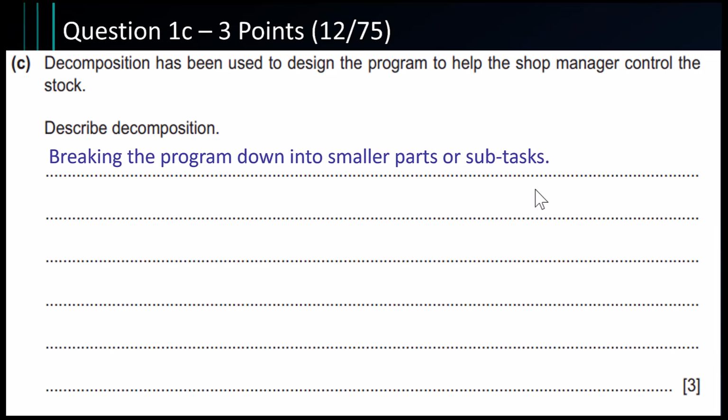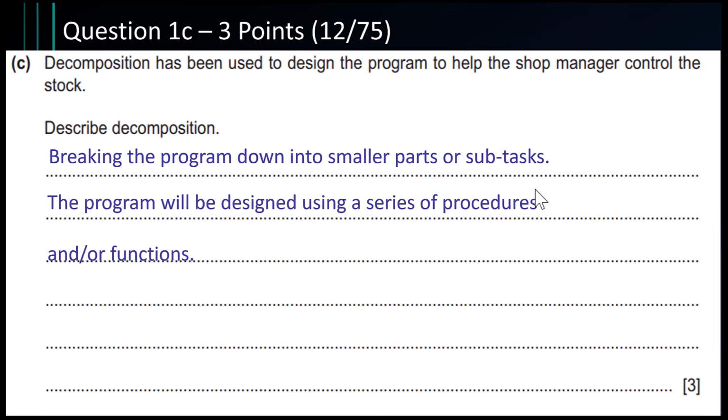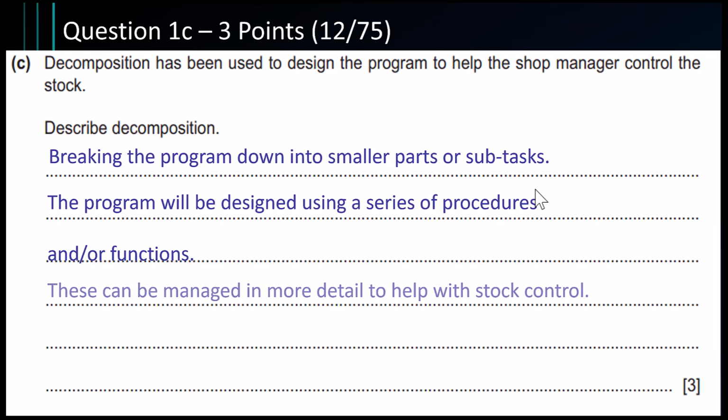What are we going to do with each of those steps? Well, it's going to be designed using a series of procedures and or functions. We're going to take each small step and give it its own procedure or its own function, and these can be managed in more detail to help with the stock control that was mentioned at the beginning of this problem. We are less than 7 minutes in, and already we have earned 12 out of 75 points on this paper 2 exam. Let's go ahead and take a look at the next question.